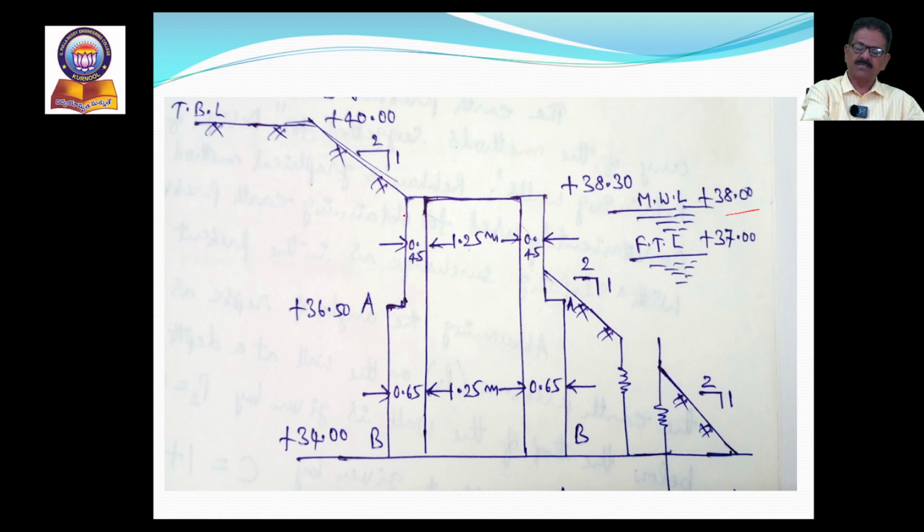So therefore, suppose you consider this side of the well, the entire height of the well from 34 meters to 38.3 meters is subjected to earth pressure. Since the tank bund is present on this side, up to 40 meters height, that is the tank bund top level is 40 meters with 2:1 side slopes. So we have to consider the sloping surcharge with the 2:1 side slopes. That is the major external force acting on the well steining.